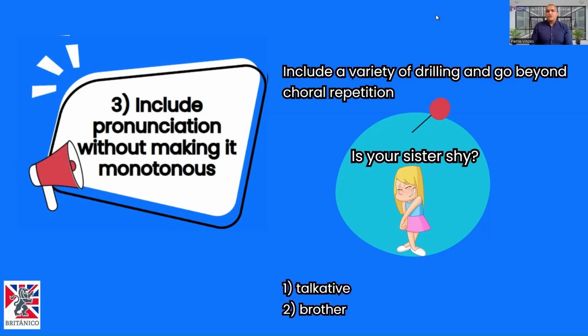But what if you change the words? And you can make use of cards, for example, talkative or brother. Of course, you need to model and train your students. For example, listen, is your sister shy? Now use talkative. And they'll say, is your sister talkative? And you can practice with other adjectives. Or you can change the person. No more sister, now brother. Is your brother shy?